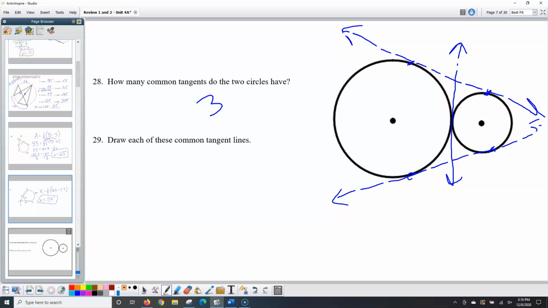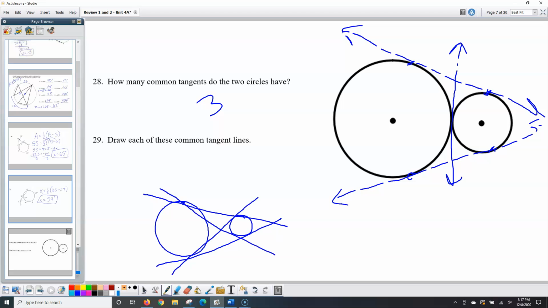So how many common tangents? 3. If the circles were separated, then you could do that one, that one, that one, and that one. So there would be 4 on that one. The only other way I could ask that is to overlap the circles, in which case there would only be 2 common tangents.